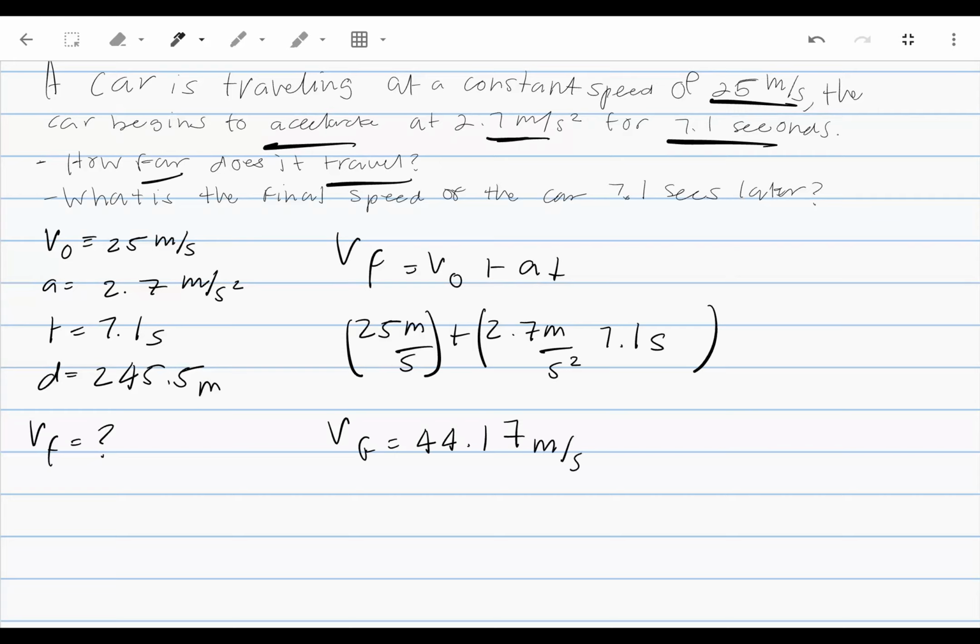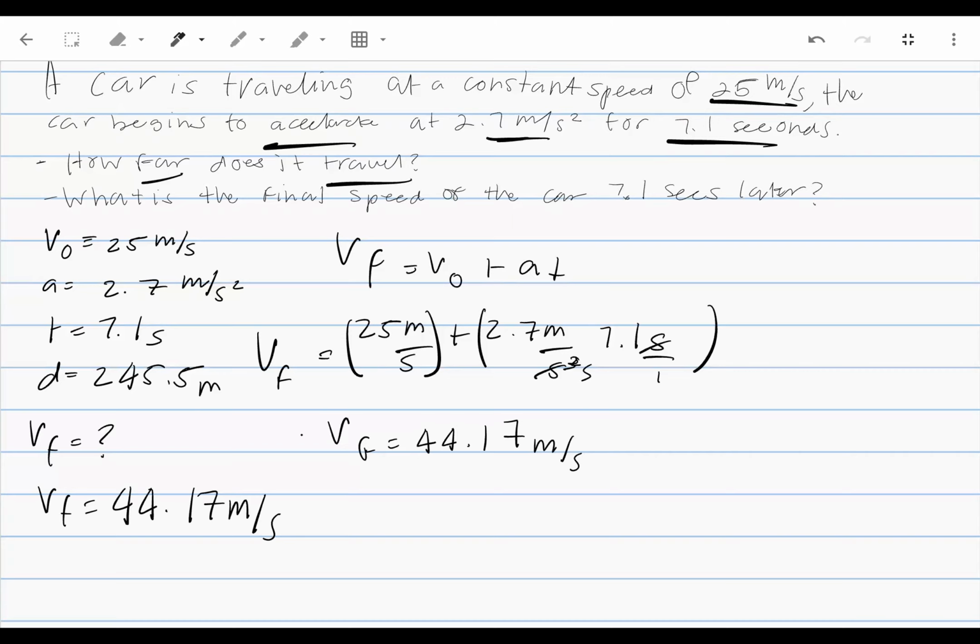Again, make sure to cancel out any units. If you wonder where this seconds squared goes, you have one up top and one in the bottom where your acceleration is multiplied by time. So you cancel out and you're left with one seconds, so it's no longer squared. So it'd be 2.7 meters per second and 25 meters per second. So you have singles instead of squared, and this would be your final speed, which is 44.17 meters per second.